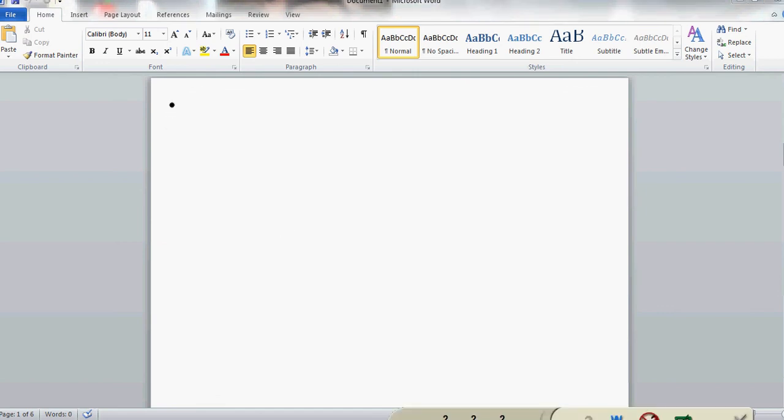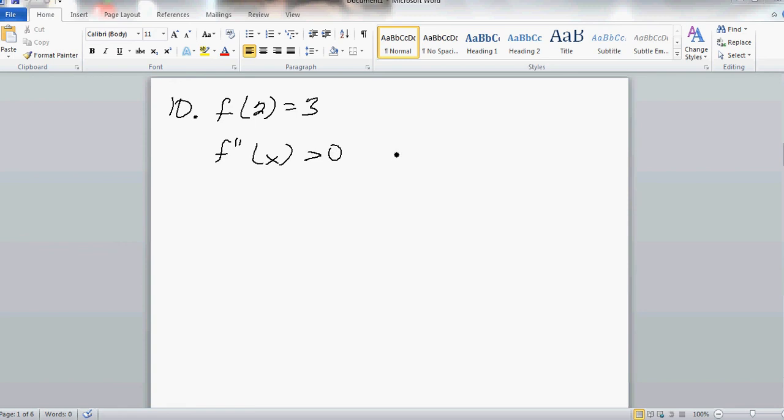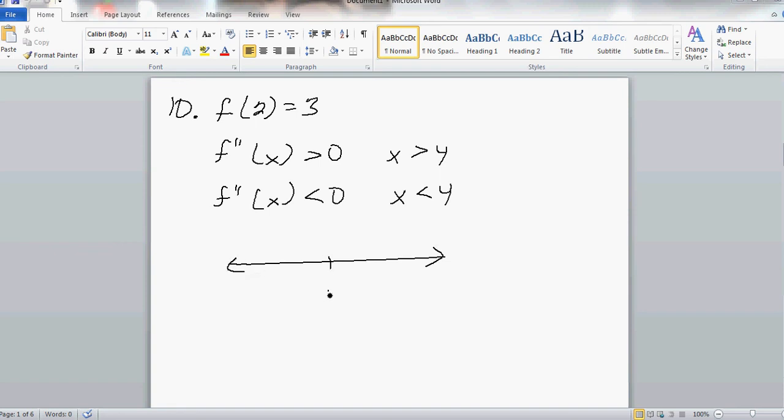Number 10. We are told f of 2 equals 3. And we are told f double prime of x is greater than 0 whenever x is greater than 4, and f double prime of x is less than 0 whenever x is less than 4. So basically what we have here is at 4 something happens. Whenever it's to the left of 4, we know it's negative, and when it's to the right, it's positive. And since this is the second derivative, this tells us this is concave down, this is concave up.